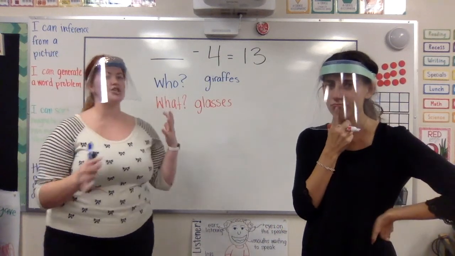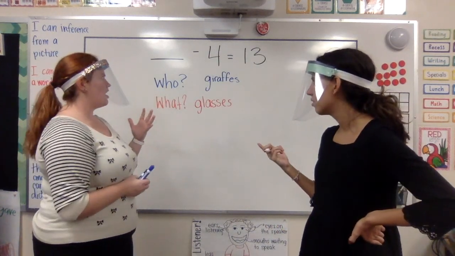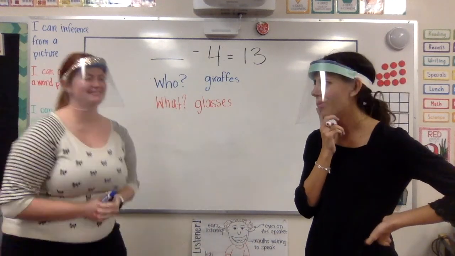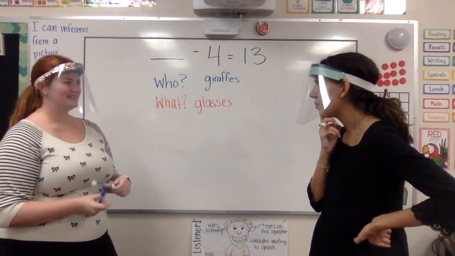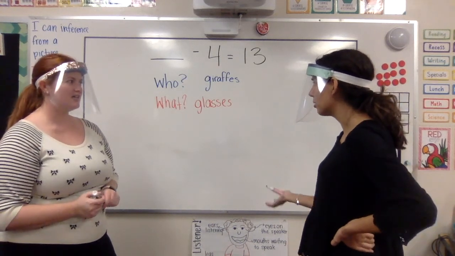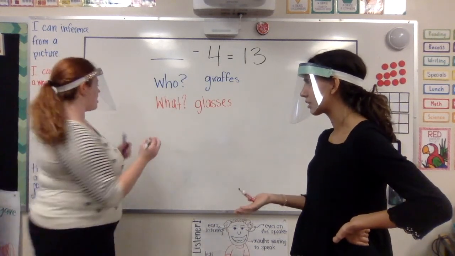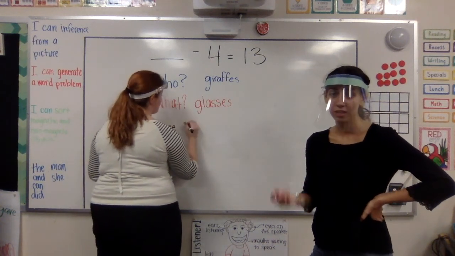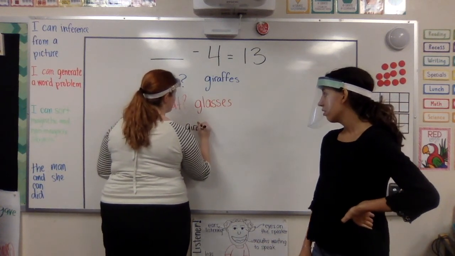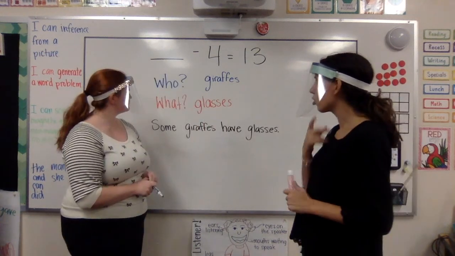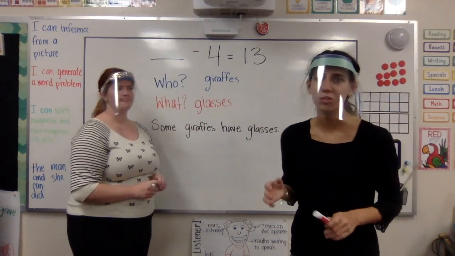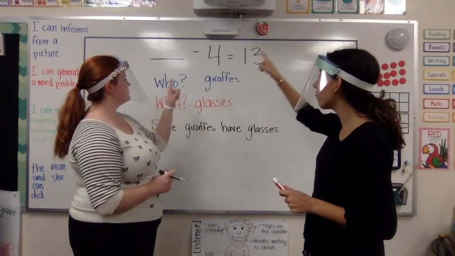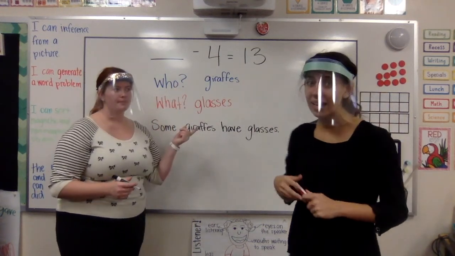Okay, so we need to start our word problem. Miss Lestico, we don't have a number. Well, then we would have some giraffes have glasses. Oh, okay. Some giraffes have glasses. Well, then what happens, Miss Lestico? So we could say, I know that giraffes are pretty clumsy. So what if we said, then 4 giraffes break their glasses?